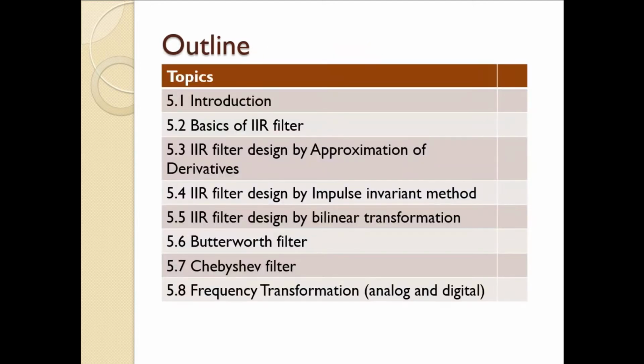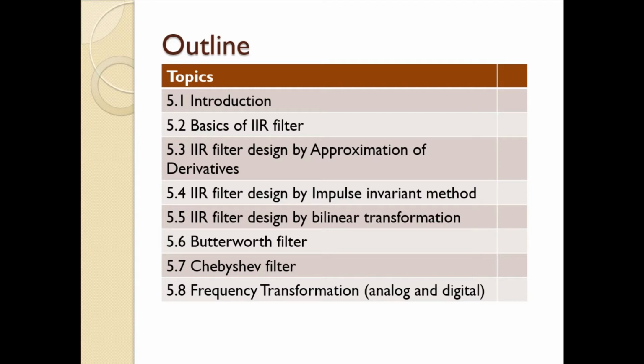For the outline of the topic, first is the introduction. Second is the basic IIR filter. Third is the IIR filter design by the approximation of derivative. Number 4 is the IIR filter design by the impulse invariant method. Number 5 is the design of the IIR filter using bilinear transformation. Then we will talk about how to design the Butterworth filter, the Chebyshev filter, and also the frequency conversion from analog to digital and digital to analog.